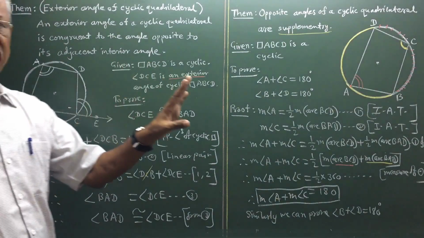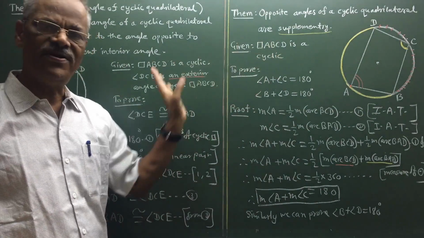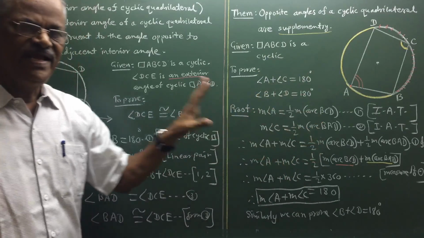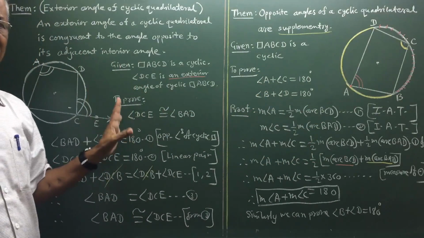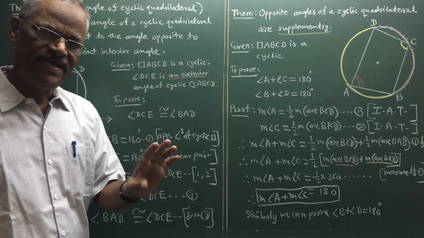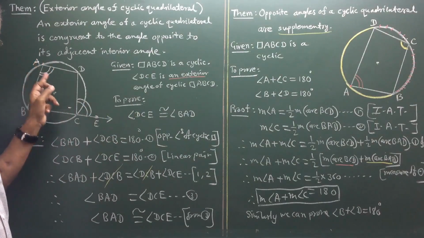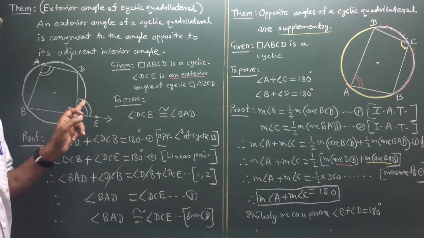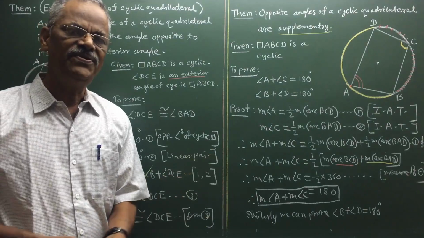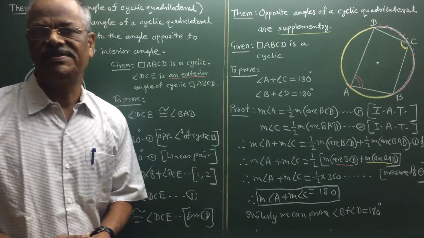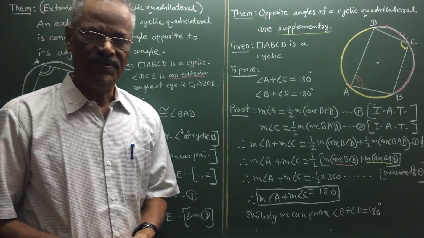So two theorems are there about cyclic quadrilateral. First one, opposite angles are supplementary, and second one, exterior angle of cyclic quadrilateral. It is congruent with which angle? Opposite to its adjacent interior angle. So try to revise again and again. Important theorems are there. Okay.